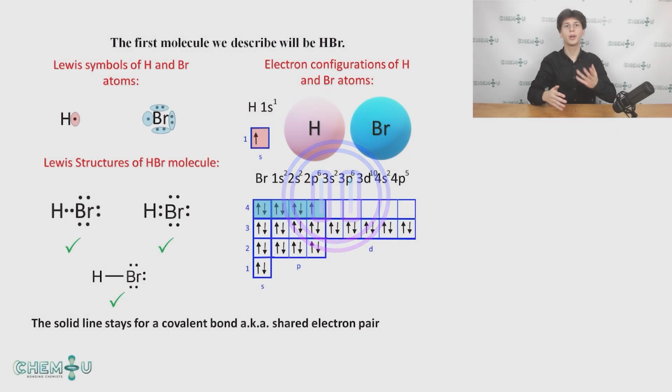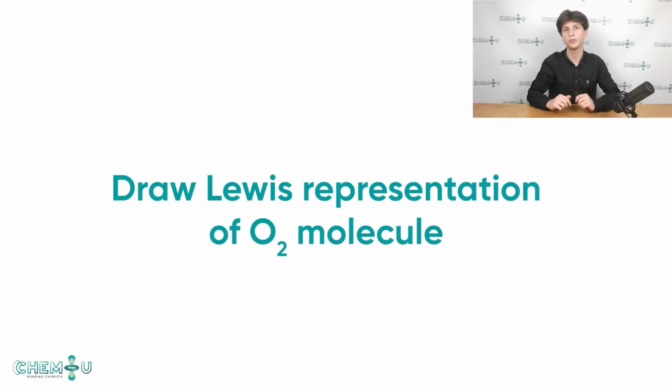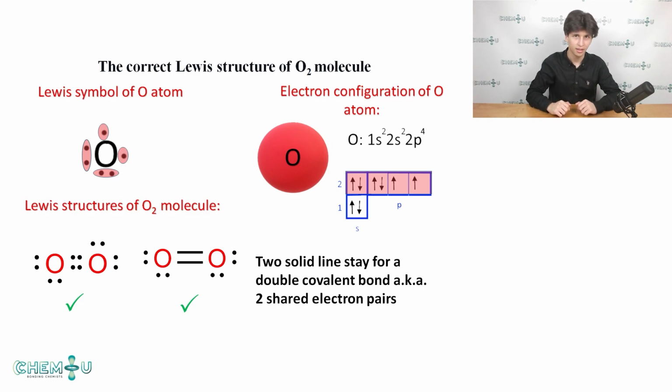Pause the video and try to draw the Lewis structure of the O2 molecule. Done? Let's check together your solution. The electron configuration of the oxygen atom is shown now on your screen. The corresponding Lewis symbol is given on the left-hand side of the slide. Finally, the Lewis structure of O2 is given now at the bottom.